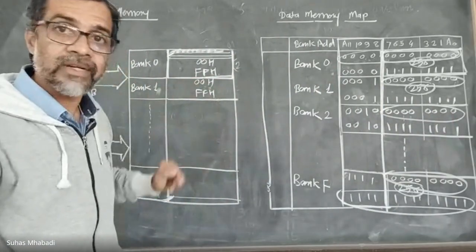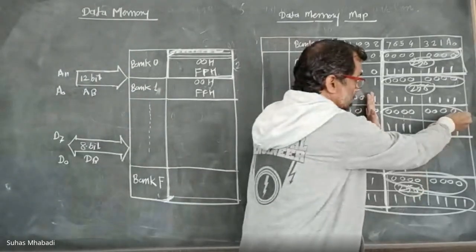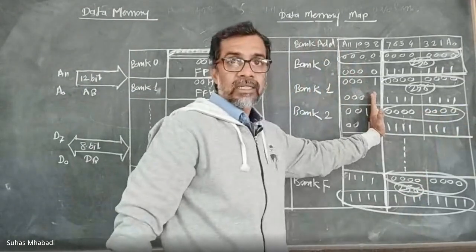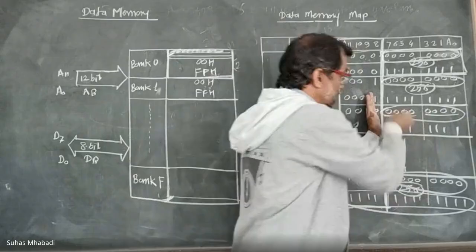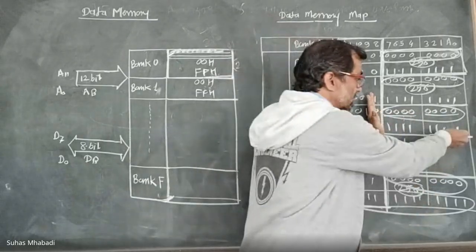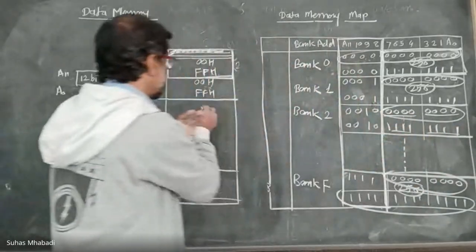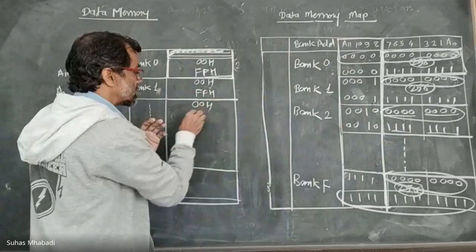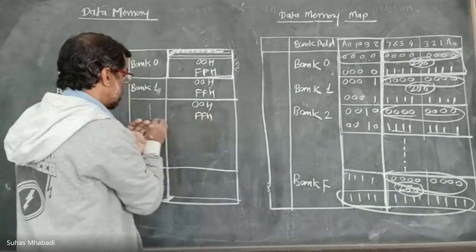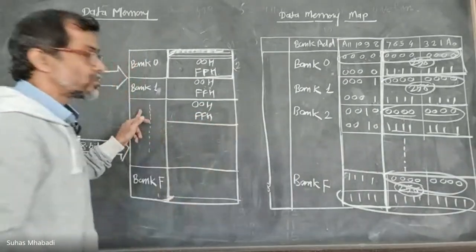But the bank is different. This is first address 00H. Last address is FF. Again we obtain 00H to FFH. But now the bank is bank 2.